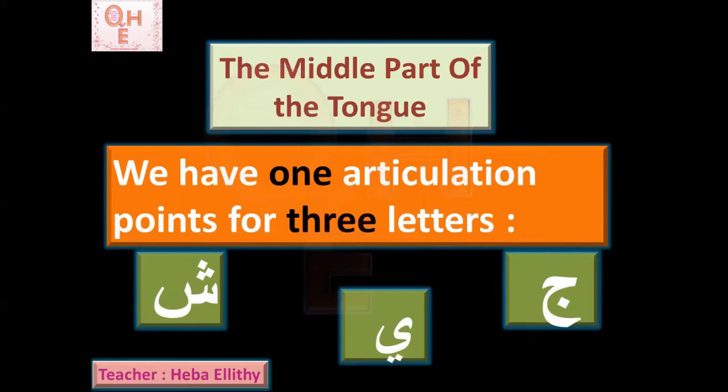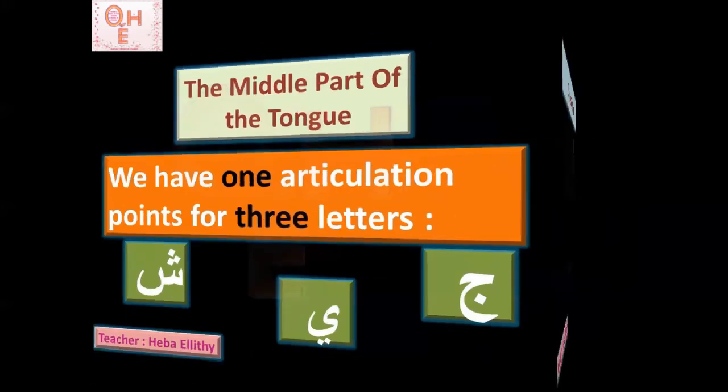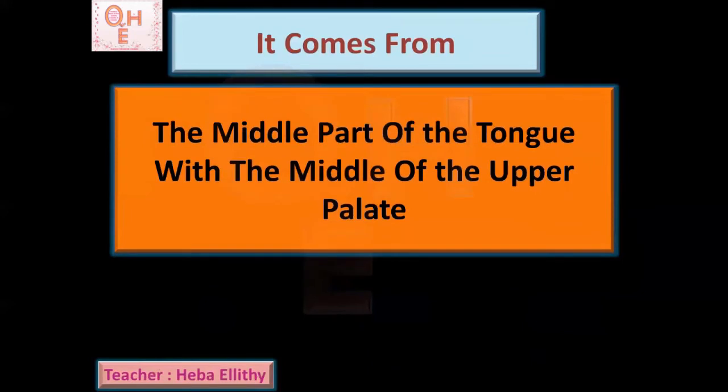Again, each letter has its own exact point, but because they are very, very close to each other, we count them as 1 articulation point. So you will find some schools tell you there are 3 articulation points for these letters. No problem. We put all the closest articulation points in one articulation point. So Jim, Ya and Shin are 1 articulation point for 3 letters from the middle of the tongue. They come from the middle part of the tongue with the upper palate.